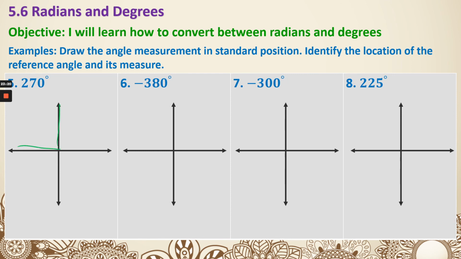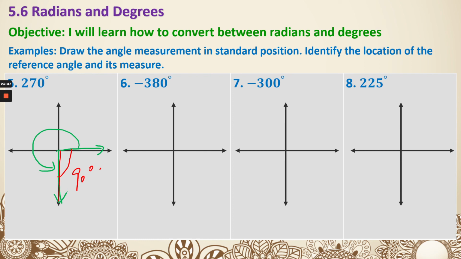Number 5, 270. This is 90, this is 180, this is 270. So it's going to be down here, 270, and right here. So this is how it's going to be. That's 270 degrees. But when you try to find the reference angle in this case, it's forming the same angles with the x-axis, so it doesn't quite matter. You can choose to use this side. That is 90 degrees as a reference angle.